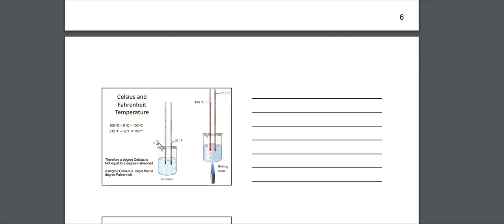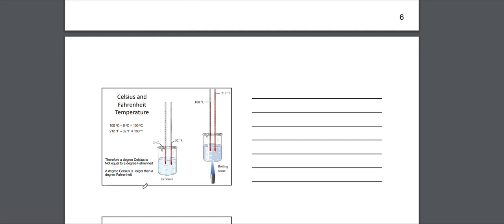This tells us that the degree Celsius is not equal to the degree Fahrenheit. As a matter of fact, every 1 degree C equals 1.8 degrees F. So the degree Celsius is not equal to the degree Fahrenheit; in fact, it is larger than the degree Fahrenheit.